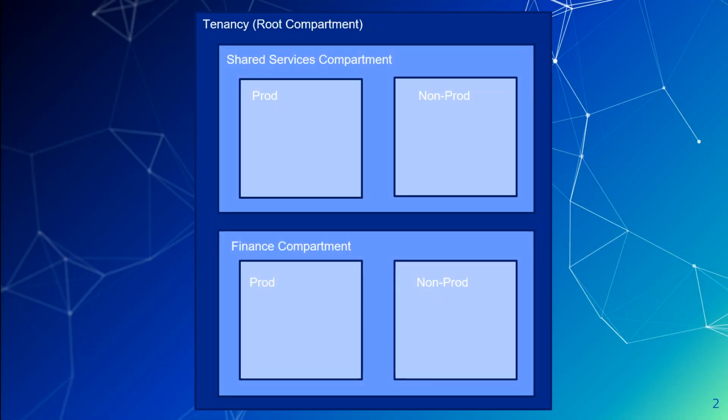Hopefully you now have a good understanding of how the Oracle Cloud resources are arranged. Just to recap, we have a tenancy root compartment which is always there, and then we can create multiple sub compartments within that. Normally I go with the department level and then prod and non-prod within it.